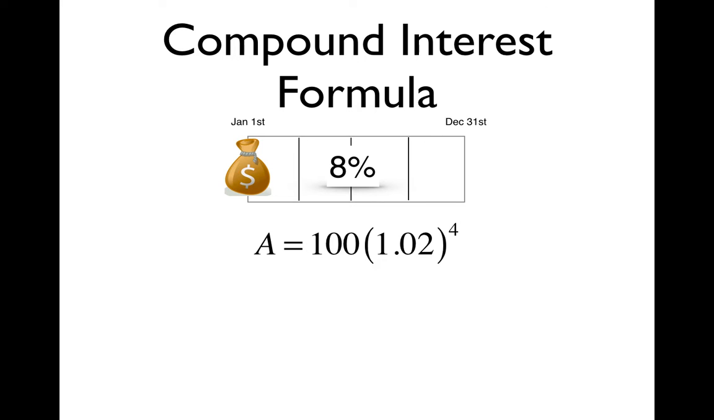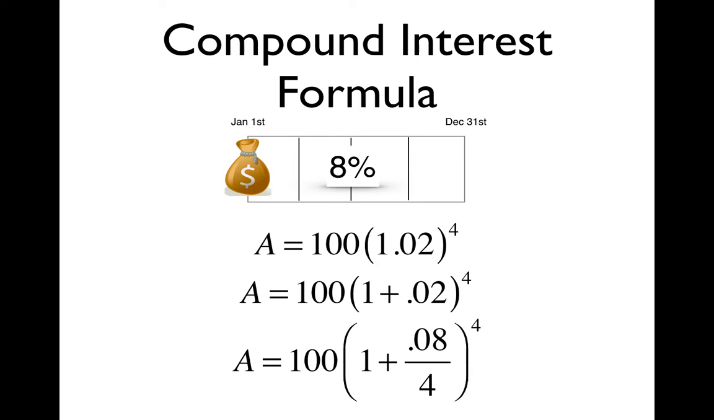We're going to get towards a compound interest formula. So this is my final equation that would produce that final $108.24. I took that 1.02 and multiplied it by 100 four different times. Let's figure out where the formula is hidden inside of this. I can restructure this equation by separating the 1 from the 0.02. That's my 2%. Where did 2% come from? Well, it came from taking the 8% and chopping it up into 4 equal parts. So I'm going to rewrite this formula by taking my original 8% and dividing it by 4. And that's where that 2 came from.